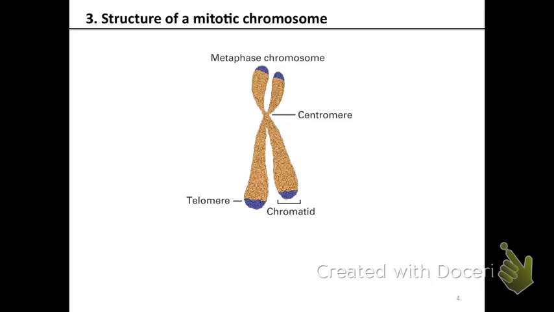Raise your right hand if you think it's one. Raise your left hand if you think it's two. There are two chromosomes here. They are sister chromatids. So the reason for why we are looking at two chromosomes is mitosis is at the stage where each chromosome is replicated.